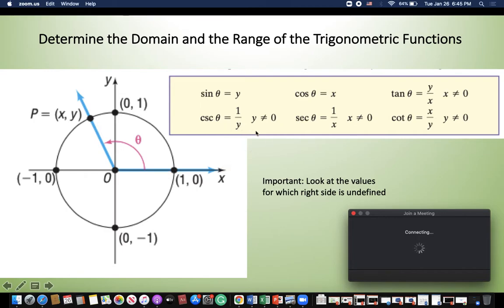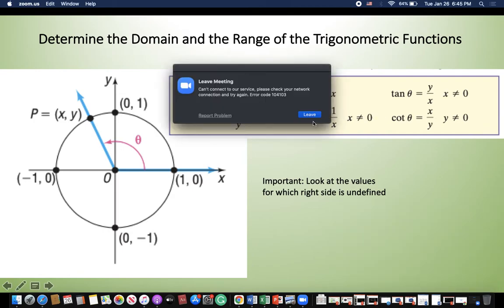And a similar thing goes with cosec and cot, but the only difference is that in this case y cannot be 0. Y cannot be 0.